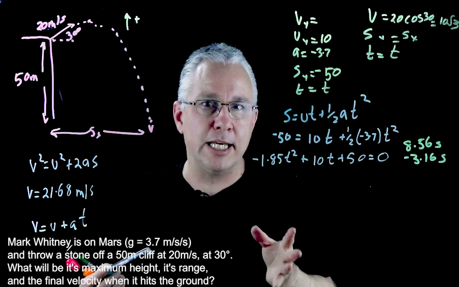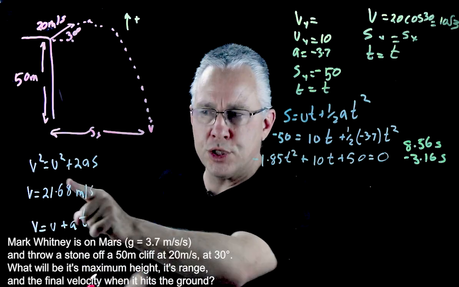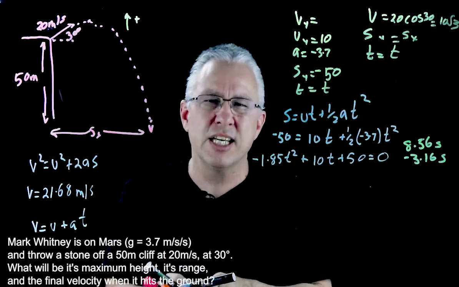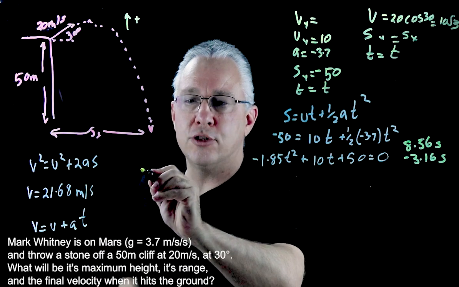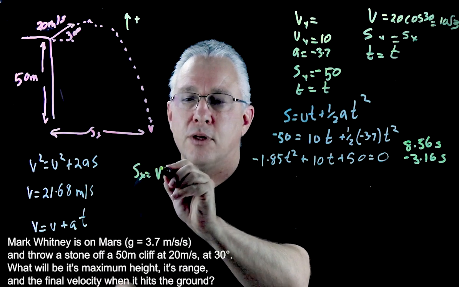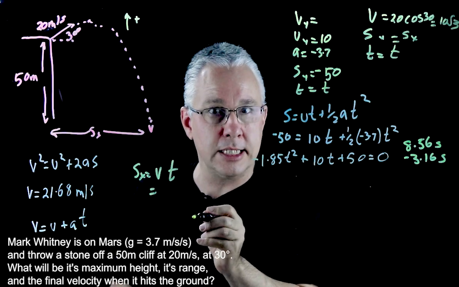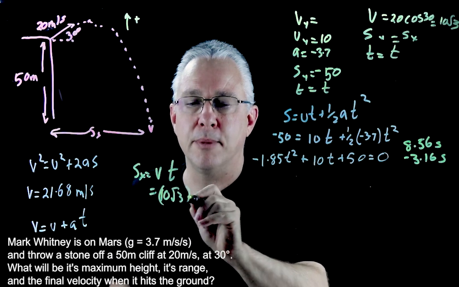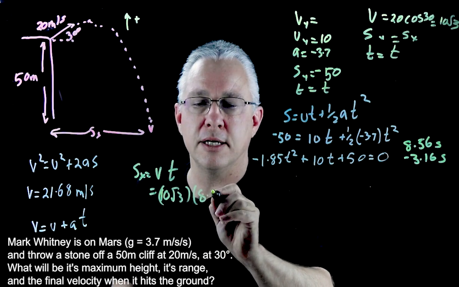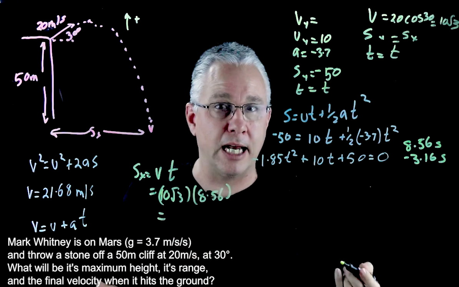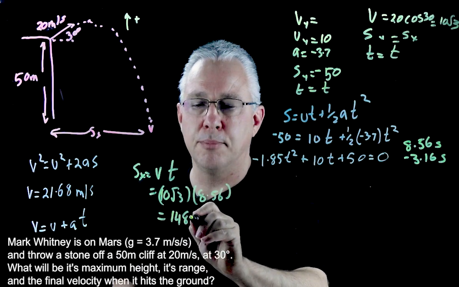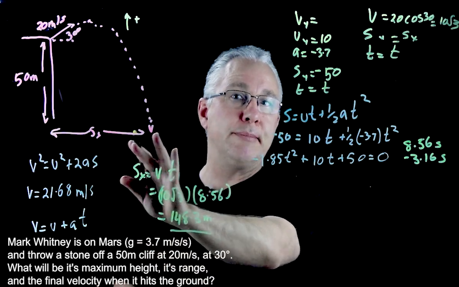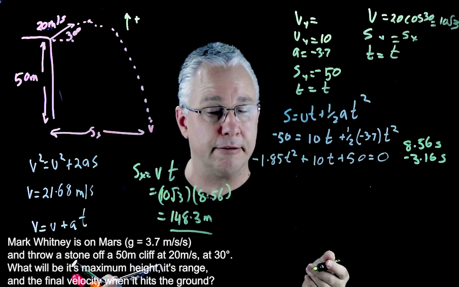So now that we have our 8.56 seconds, but now also we have the final velocity in the vertical, that sets us up also for the latter part of the question. So how do we first work out the range? Well, the range, of course, which is Sx, is simply the velocity multiplied by the time. My velocity in the horizontal direction hasn't changed. It's still 10 root 3. And then we simply multiply that by my 8.56 seconds, and I'm going to get a value of 148.3 meters. So Mark Whitney's stone travels 148.3 meters away from the edge of the cliff.